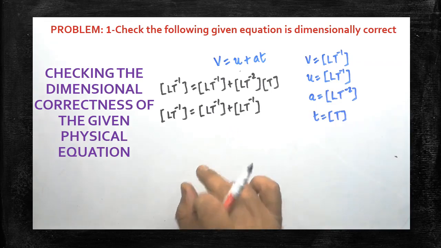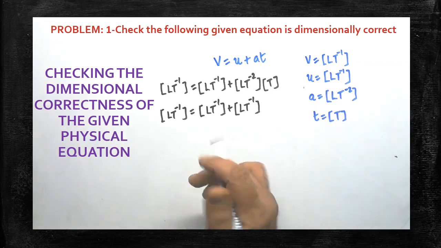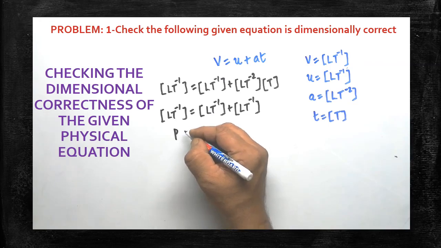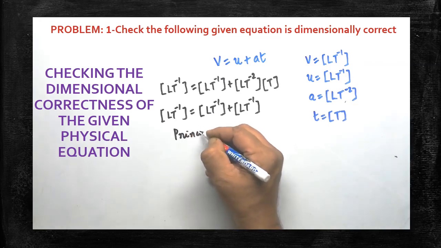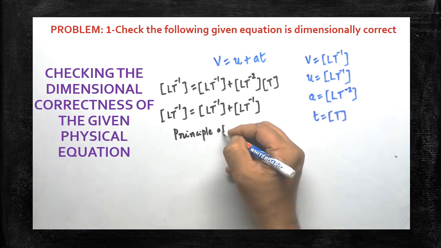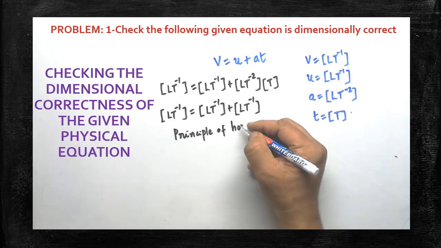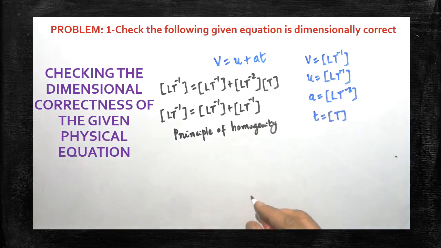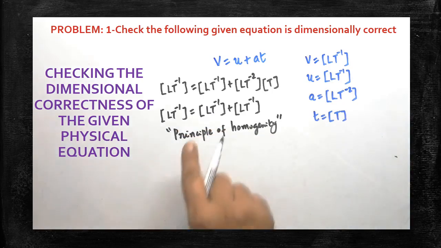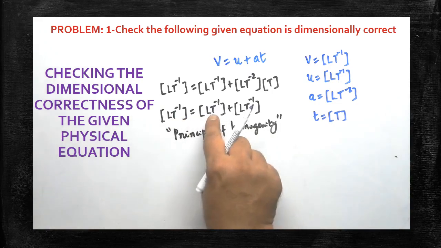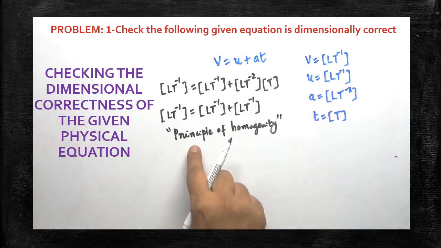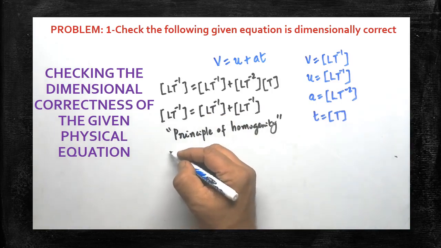Now, we have to follow one principle called the principle of homogeneity. What is this principle of homogeneity? Here you have to mention, according to the principle of homogeneity, you have to write like this. That principle must be applied here. What does the principle of homogeneity say? We have to check whether all the factors on the LHS and RHS have the same dimension or not.